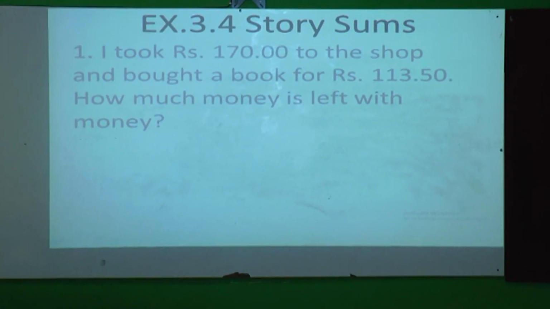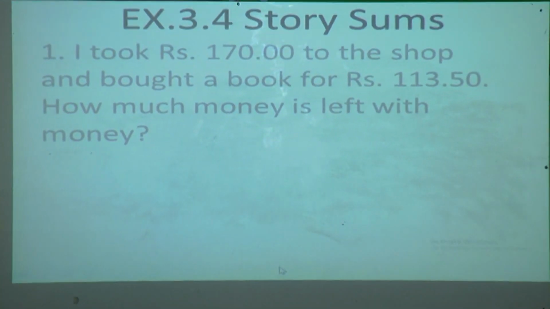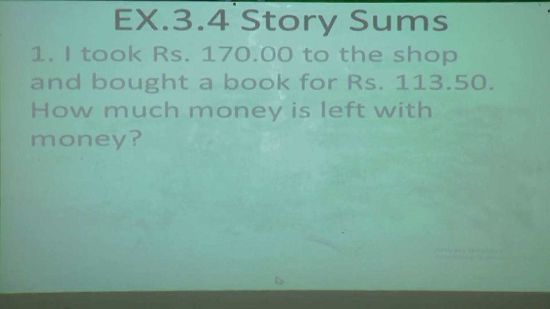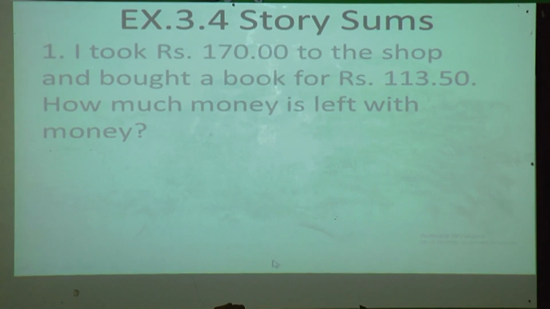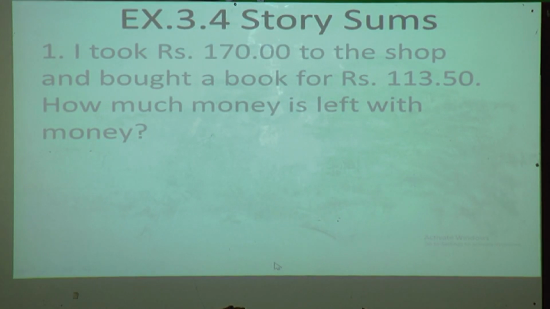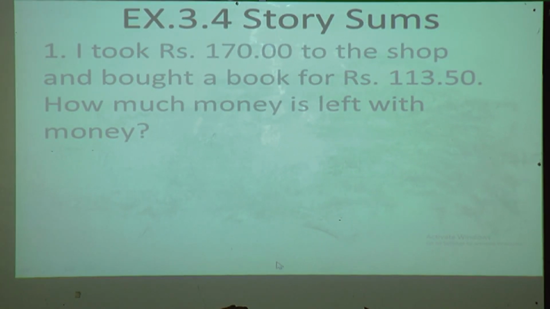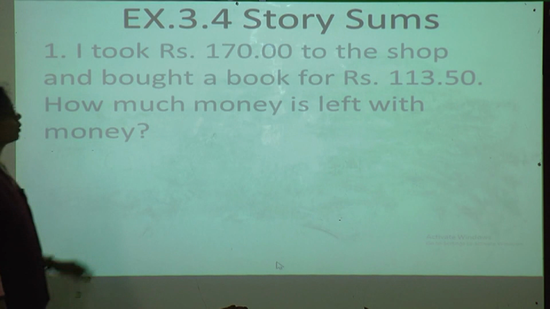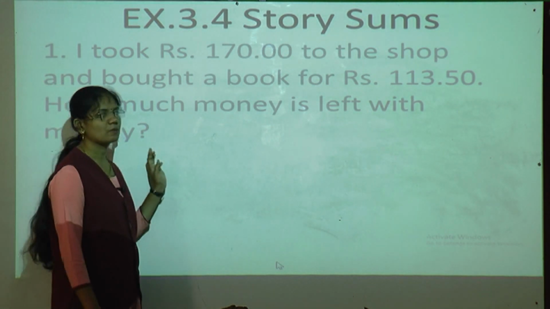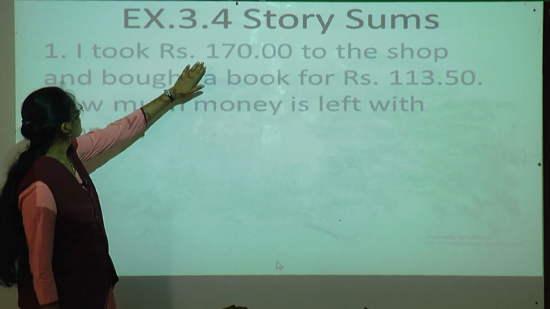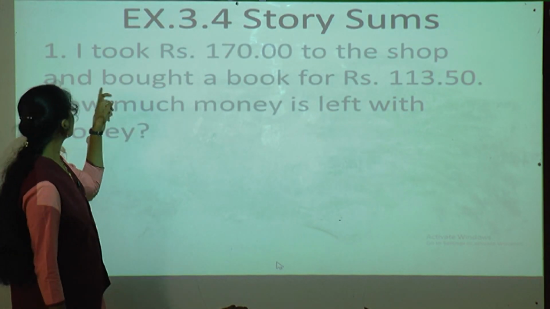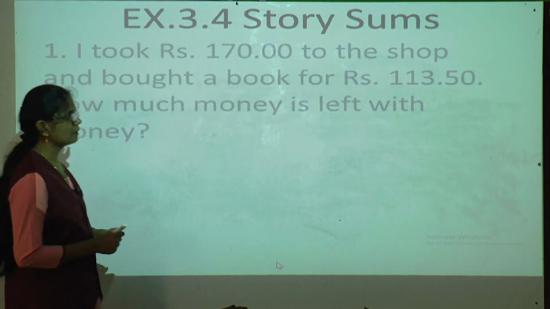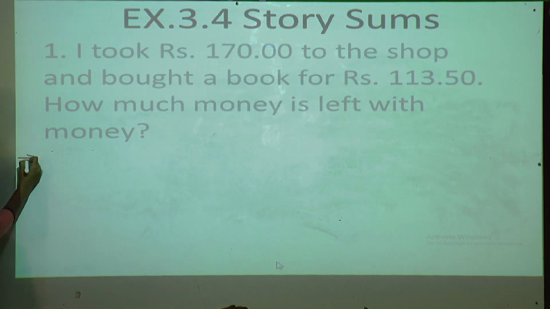See the first example. I took rupees 170 to the shop and bought a book for rupees 113.50. How much money is left with him? Okay, see what is the question. I took rupees 170 to the shop and bought a book for rupees 113.50. How much money is left with me? Okay, see here. In the starting he is having 170. From that he bought a book for rupees 113.50. So how will we solve this example?